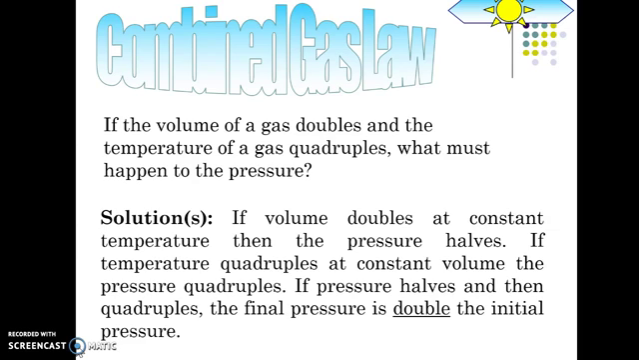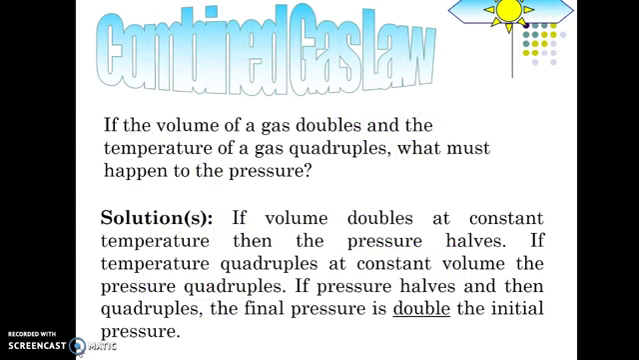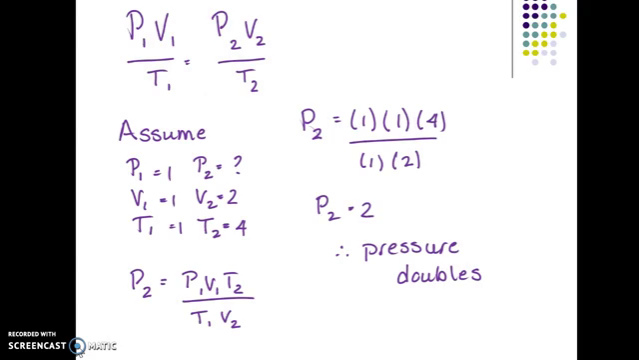What you have to do is write the equation P1 V1 over T1 is equal to P2 V2 over T2, and assume that all the P1s, the V1s, and the T1s equal 1. Then you just follow what the words say. So here we go. P1 times V1 over T1 is equal to P2 times V2 over T2. Now assume that P1, V1, and T1 are all 1. If you look back, it says, what must happen to the pressure? That is what we're solving for. So P2 is a question mark.